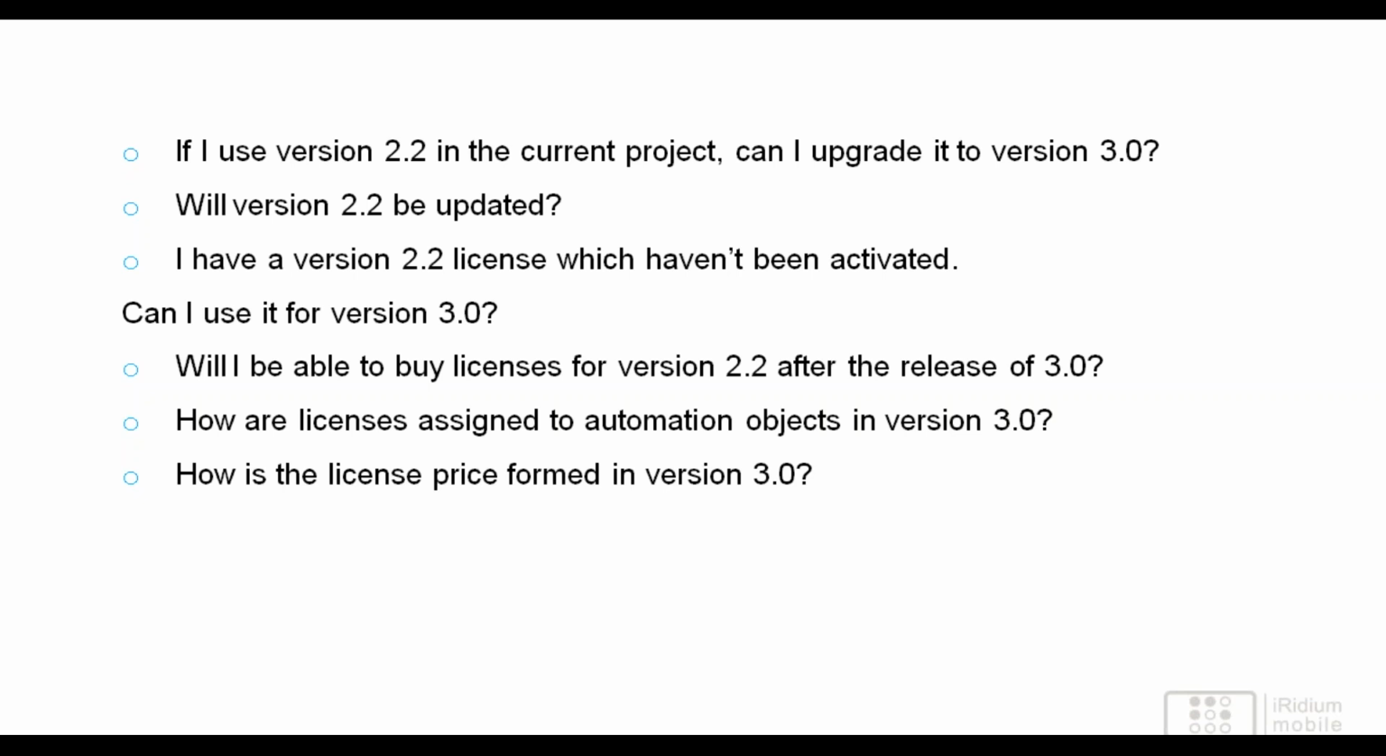If, for example, you have more tags than you planned, or a customer decided to use not up to 5 panels but up to 10 panels for some reason, you can upgrade your license type, paying the difference between these types. And final question, how is the license price formed in version 3.0?